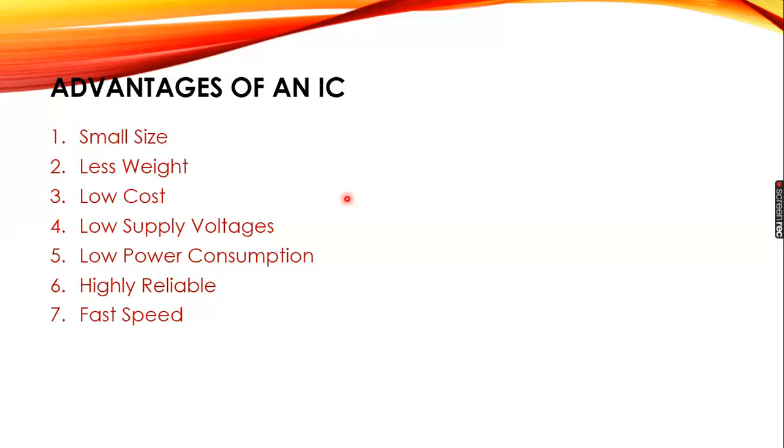If you go to the second one, as the number of components is less and size is less, the weight of the circuit will also be less. As these two parameters are small, the cost of the circuit will also be small. The supply voltages used for this IC will be between 5 volts to 12 volts only. Hence, the power consumption will also be very less. This circuit is highly reliable and the speed of operation will also be fast.